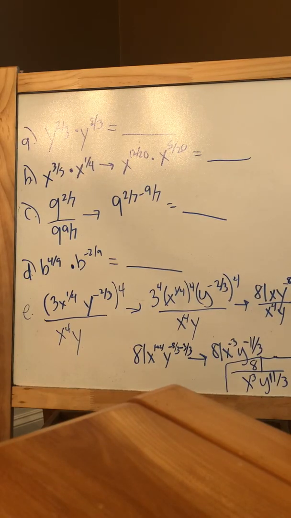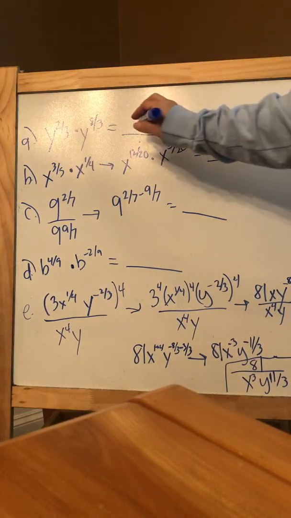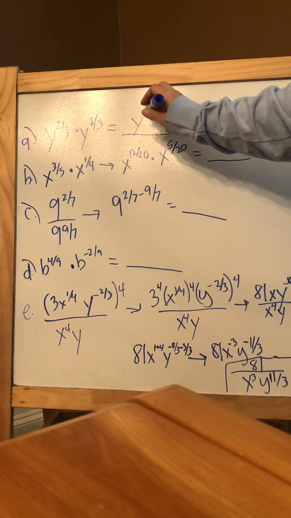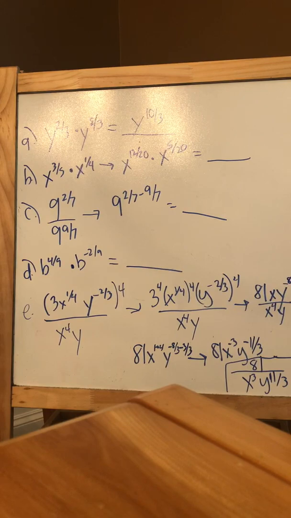All right, here we go with part 3, section 10.2. These are the answers to practice 4 on page 602. So the first one we have y to the 2/3 times y to the 8th. And since we're multiplying, we add those exponents straight across. So you should have gotten y to the 10/3.